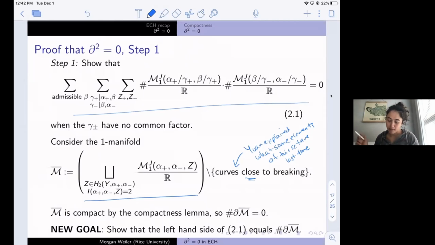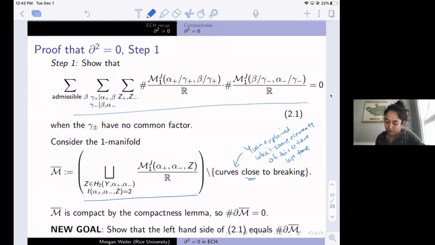Okay, so it's compact by the compactness lemma. So it's a compact one manifold, by index reasons, and by this proposition that says the Fredholm index is the ECH index, and the boundary. So the sum of the boundary elements is 0.